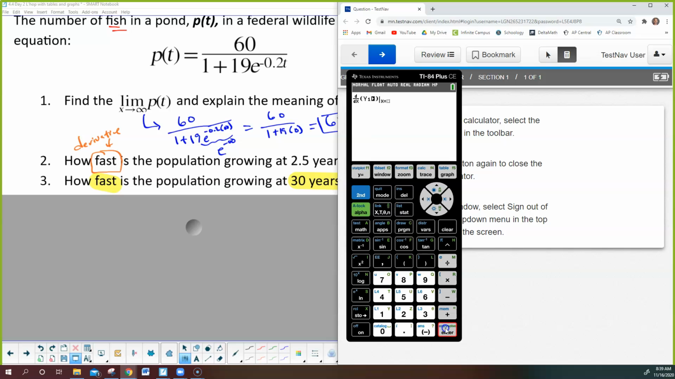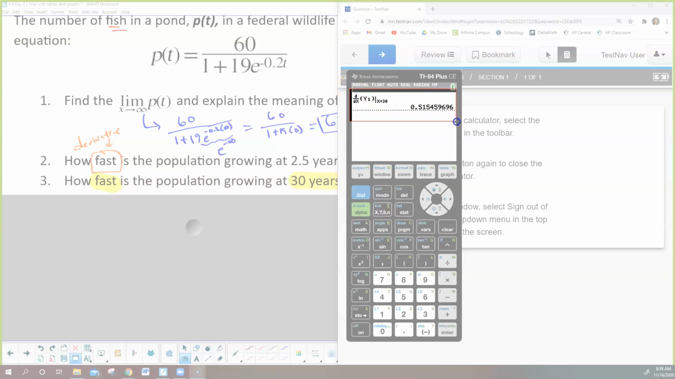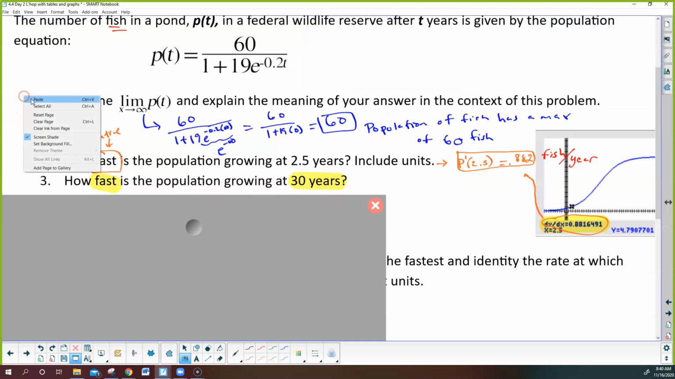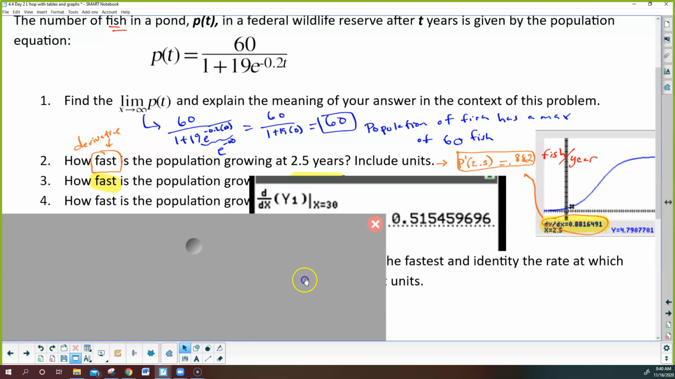Let's say you forget where that is on a test and you want to use this, then all you do is, instead of where the y1 is, take the original equation that was given and just type it in there. So now we want to figure out how fast the rate is changing at 30 years, or another way to say that is what's the derivative of the given function at 30. So type in 30, and there it is.